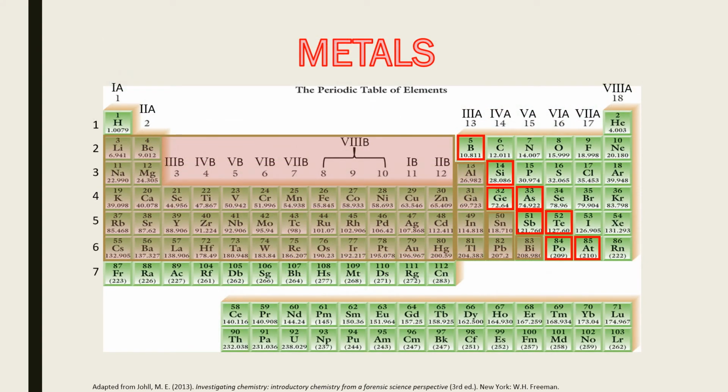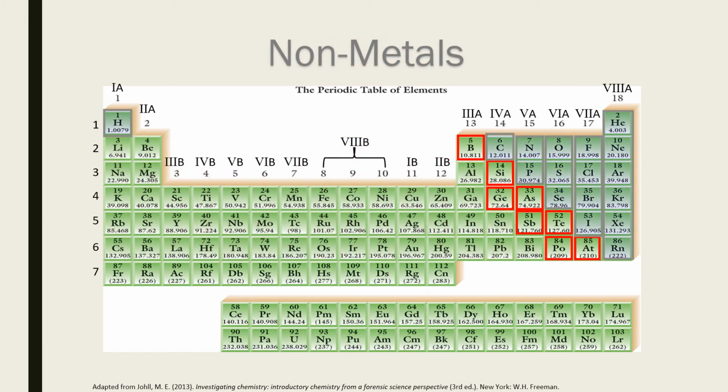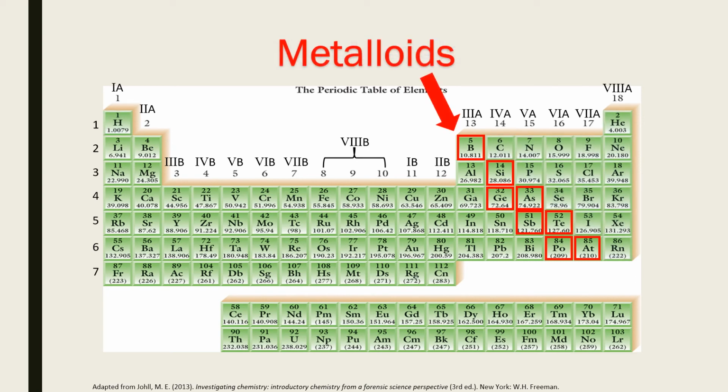Metals are on the left of the periodic table. The line that separates the left and right are the red boxes. Nonmetals are on the right of the periodic table. This also includes hydrogen on the far left. Metalloids are on the line that separates the left and right of the periodic table.